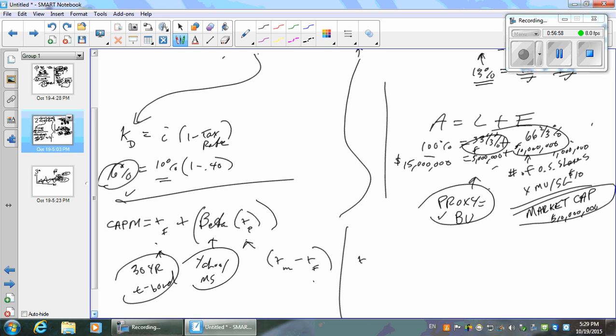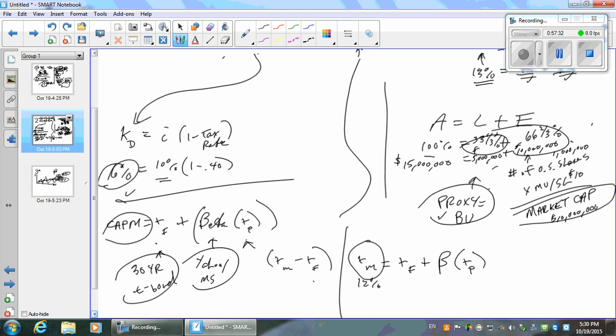Let's say the return on the market is 12%. It's been 12 to 13% over the last 30, 40 years. If the return on the market is 12%, what is it composed of? So cap M for the market is 12%, the return on the market, what you expect to earn on the market. That's still risk-free plus beta times the risk premium.